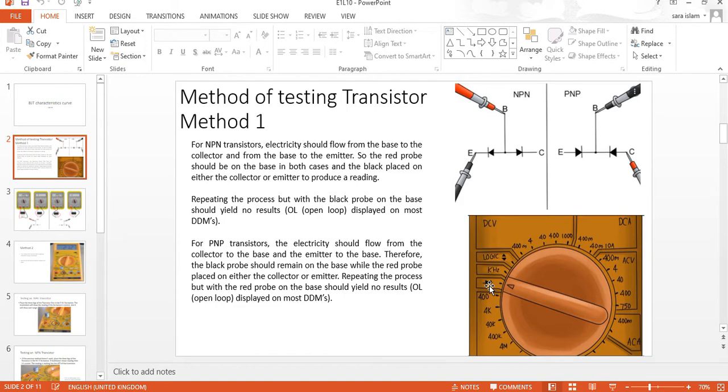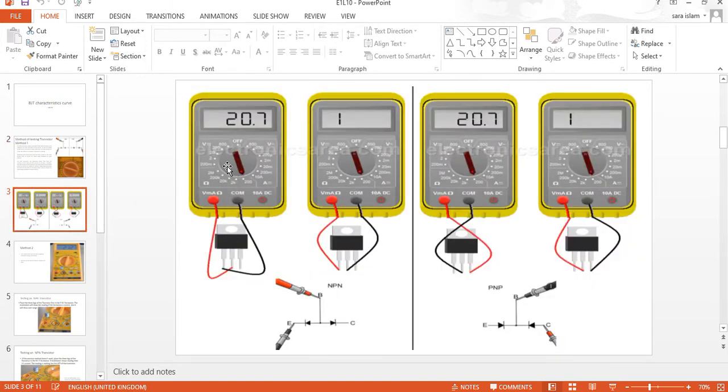But if you reverse the setting somehow, so you are connecting your transistor in a position that your positive is connected to the midpoint and your negative is connected to either the emitter or the collector, and you are getting a reading, it means that your transistor is an NPN transistor.